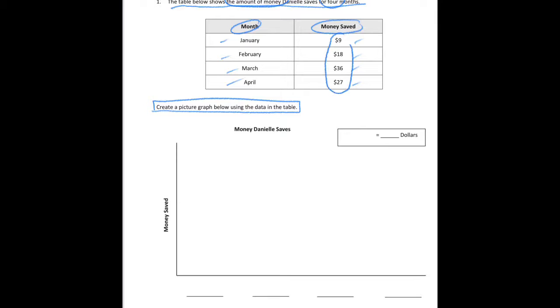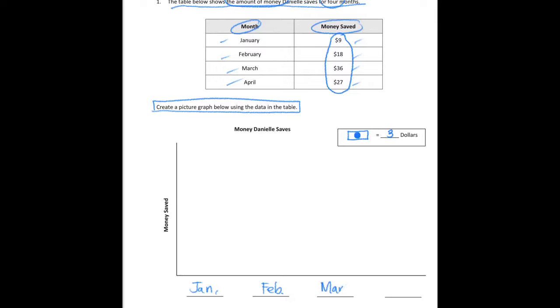Okay, so the title is Money Danielle Saves. As you can see, we have 9, 18, 36, 27. And I noticed that they're all multiples of 3. That's why I assigned 1 symbol to be equivalent to $3, because it's too much if I draw 36 rectangles there.